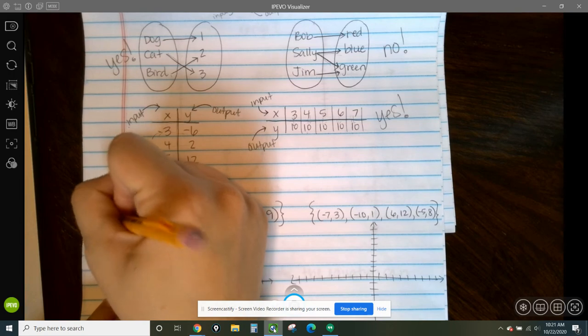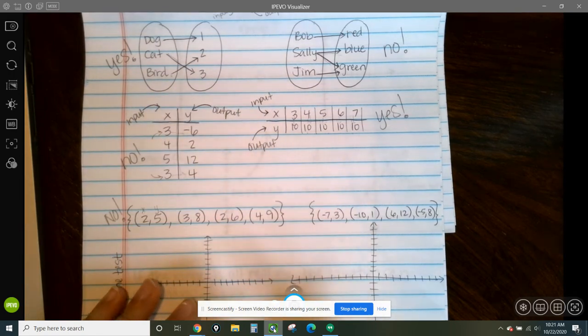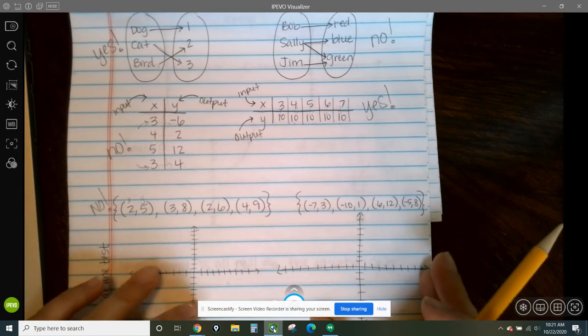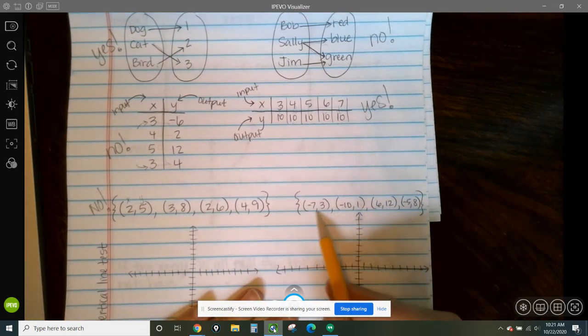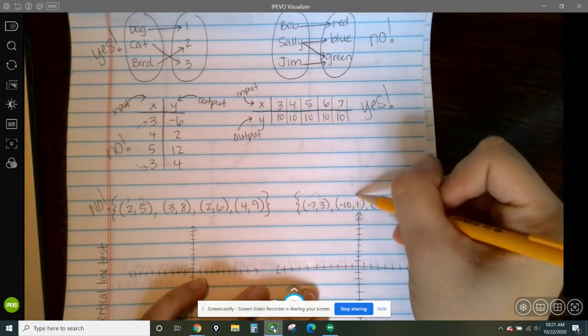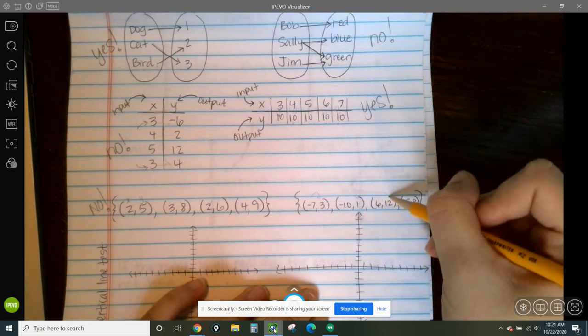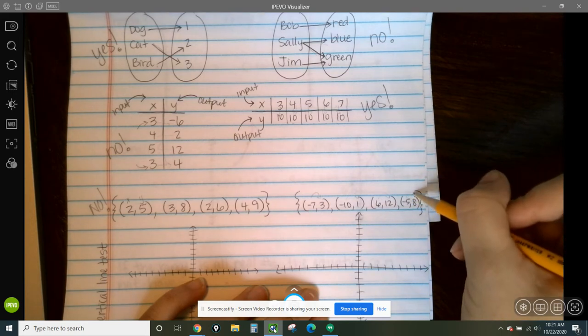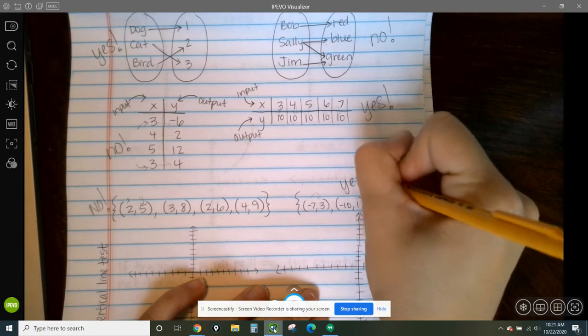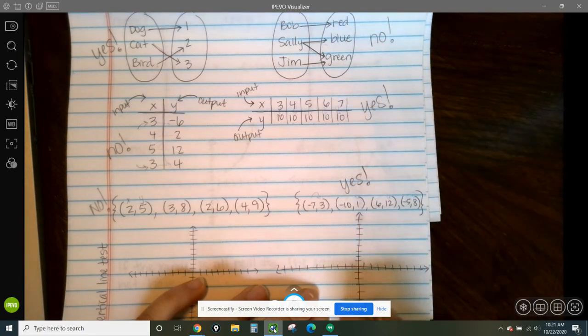So this is not a function, because each input didn't have one output. One of the inputs had more than one output. Let's look at these ordered pairs. So we put in -7, got out 3, put in -10, got out 1, put in 6 and got out 12, put in -5 and got out 8. So that looks fine to me. I don't see any inputs that had more than one output.